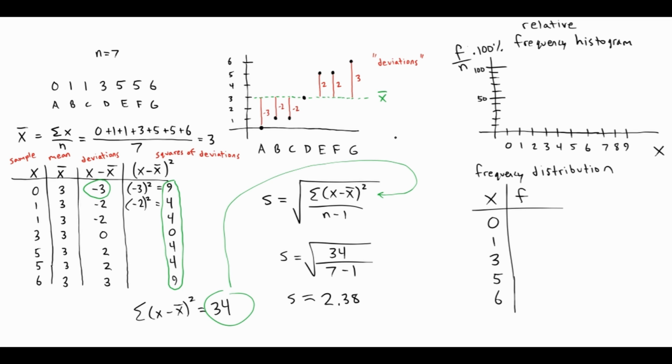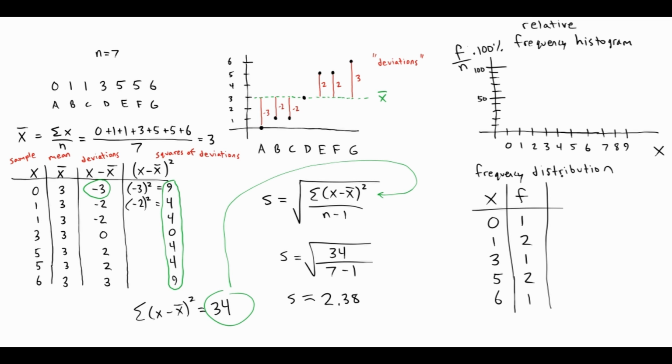So there's 1, 0. Let's just put that there. There are 2 1s. So let's put a 2 here. There's just 1 3. There are 2 5s and 1 6. So that's my frequency distribution for the data.